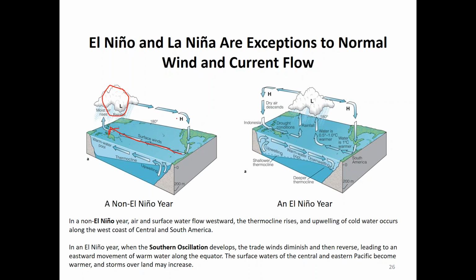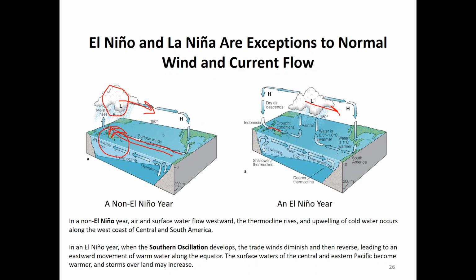Okay, so you have high pressure to the east, low pressure on the left-hand side of the basin. And so these easterly winds move water from east to west. And so warm water piles up in the western equatorial Pacific. In an El Nino year, what happens is that low pressure region of the atmosphere shifts eastward.